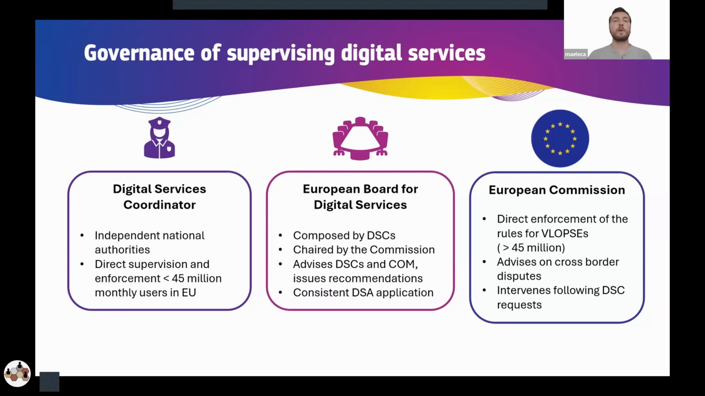So really, it's a wide gamut of authorities, but essentially, it's mostly those who have a bit of experience in dealing with digital technologies. That's, I think, broadly speaking, a bit the through line when looking at the different types of DSCs out there. Now, these DSCs actually get together also in the so-called European Board for Digital Services, or in common parlance, as we often say, the DSA board.